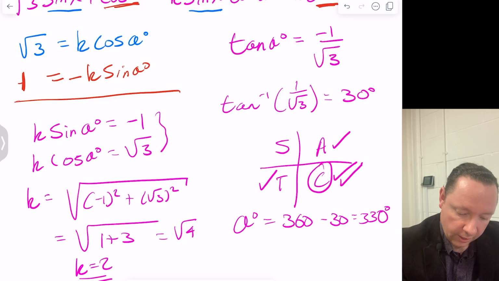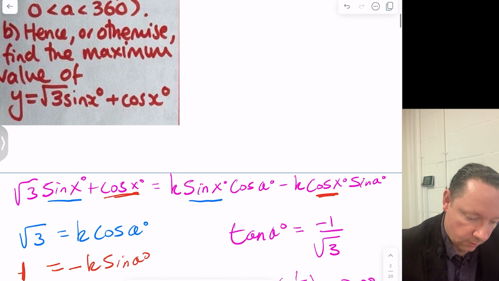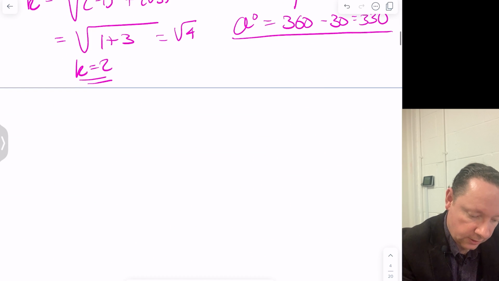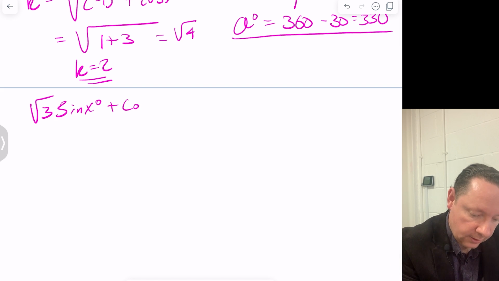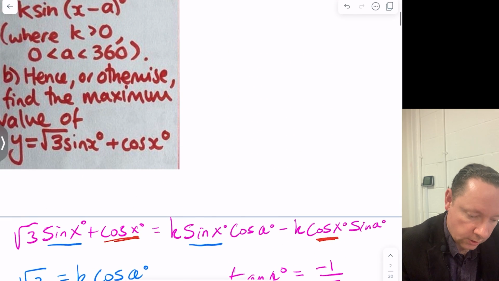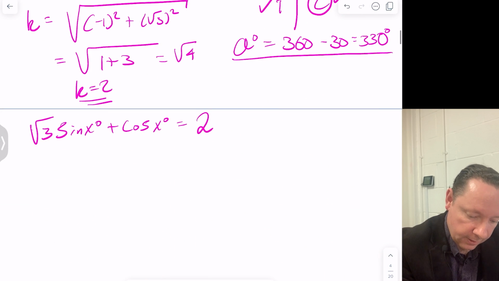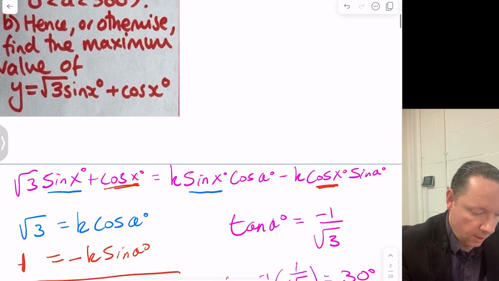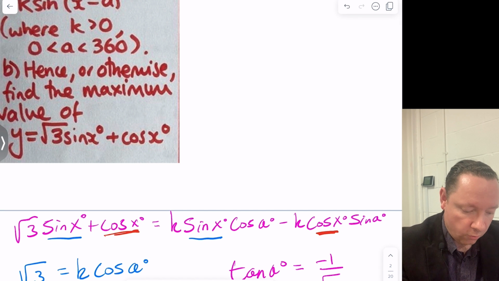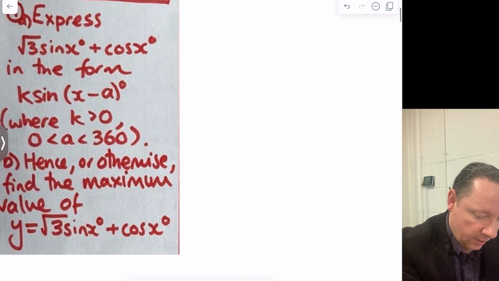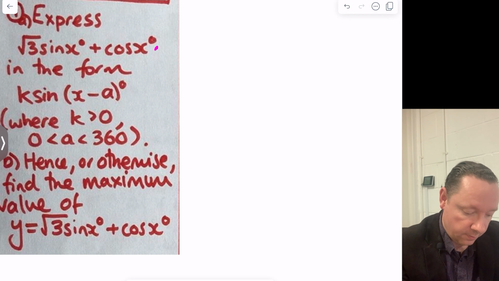And now we can write our answer. Root 3 sin x plus cos x equals k, which is 2, and then it was sin(x minus a): sin bracket x minus 330 degrees. And we're done there. Part B says, hence find the maximum value of root 3 sin x plus cos x. So just compare, that is exactly the same as that and not a multiple. Sometimes it is, but it's exactly the same in this case.